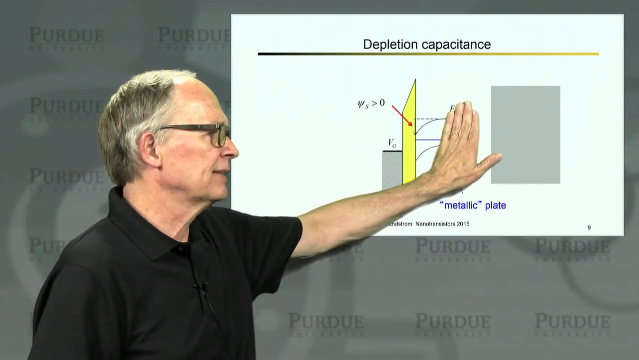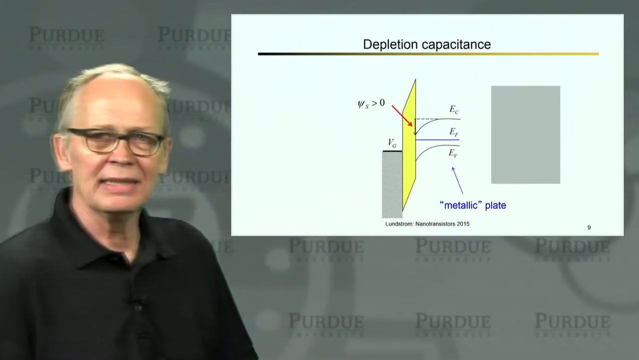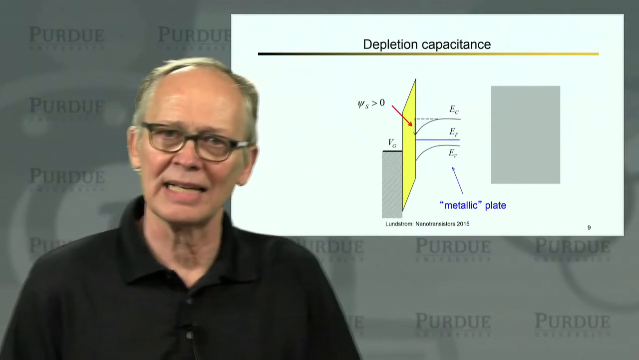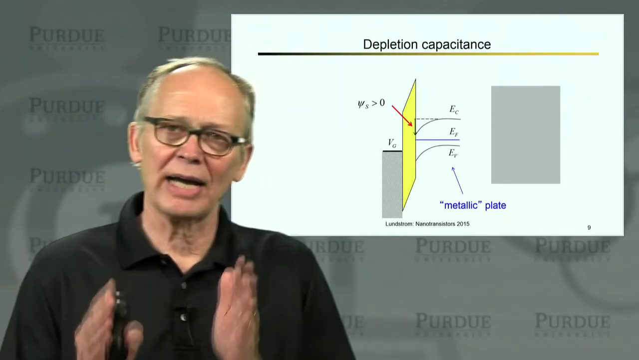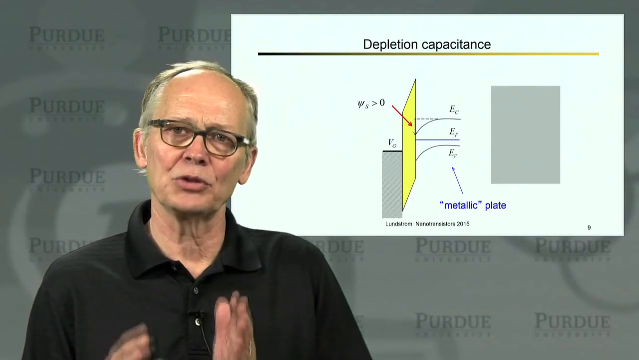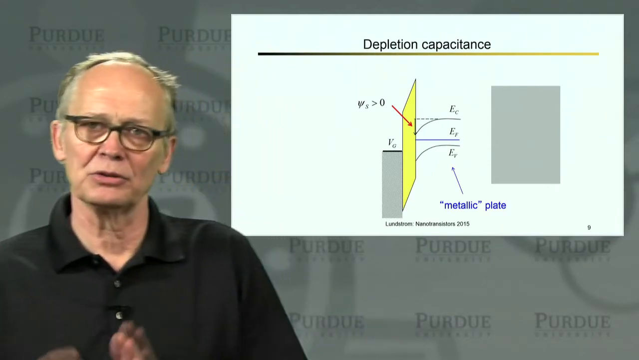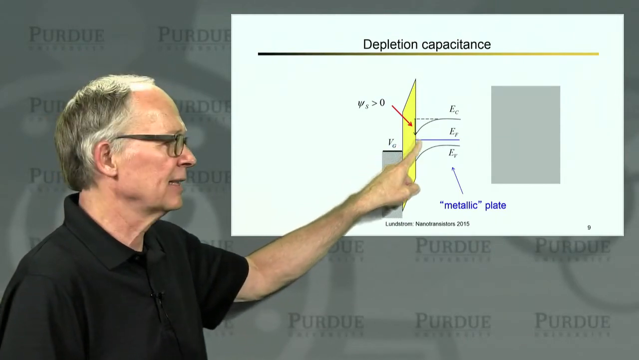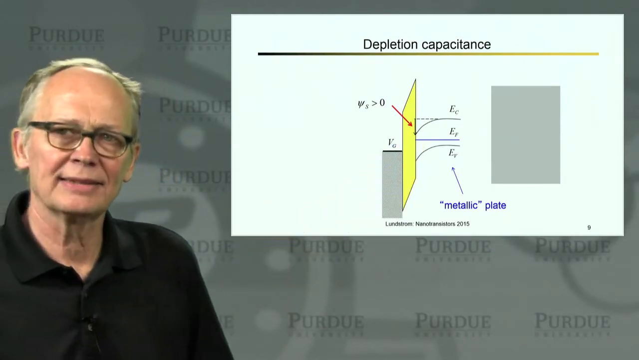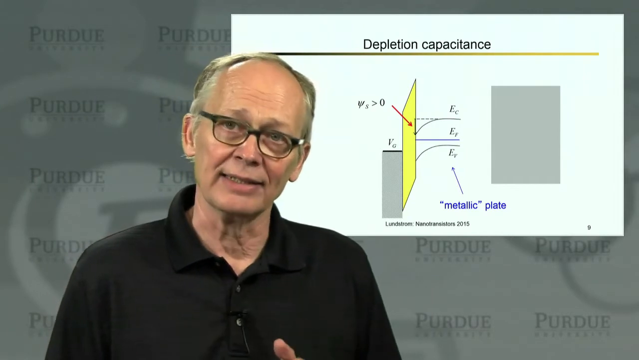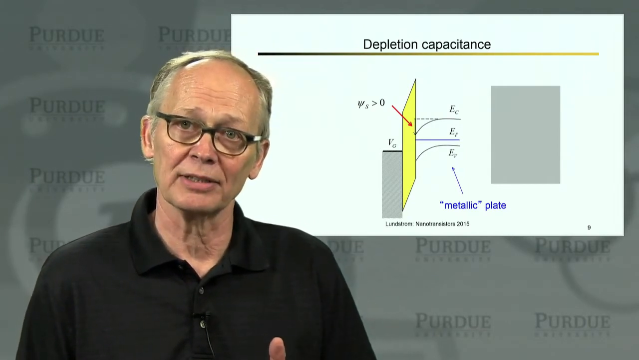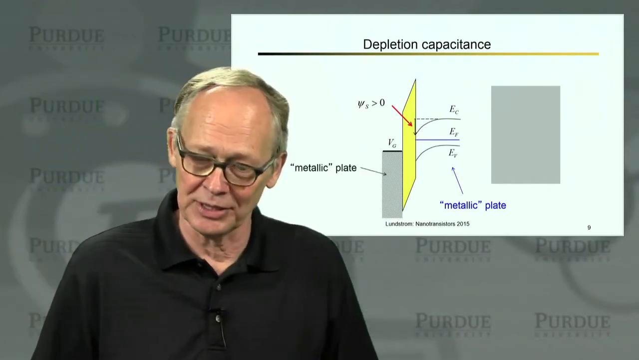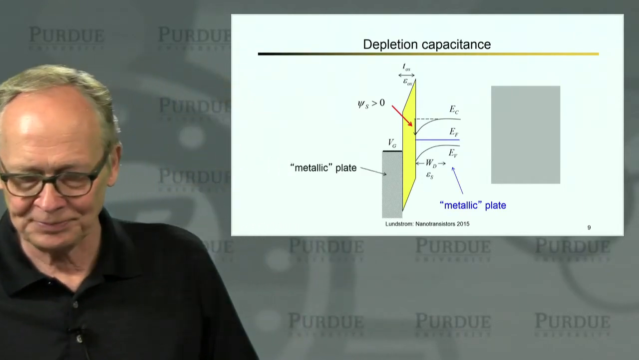The undepleted semiconductor down here, where I haven't pushed things away from the surface, I have lots of holes, that's like another metal. So I have two metal plates, and I have two different things between those two metal plates. I have an insulator with a certain dielectric constant, and I have a depleted semiconductor, which is like an insulator because there are no mobile carriers, and it has a different dielectric constant. This is exactly the situation that we were considering before.